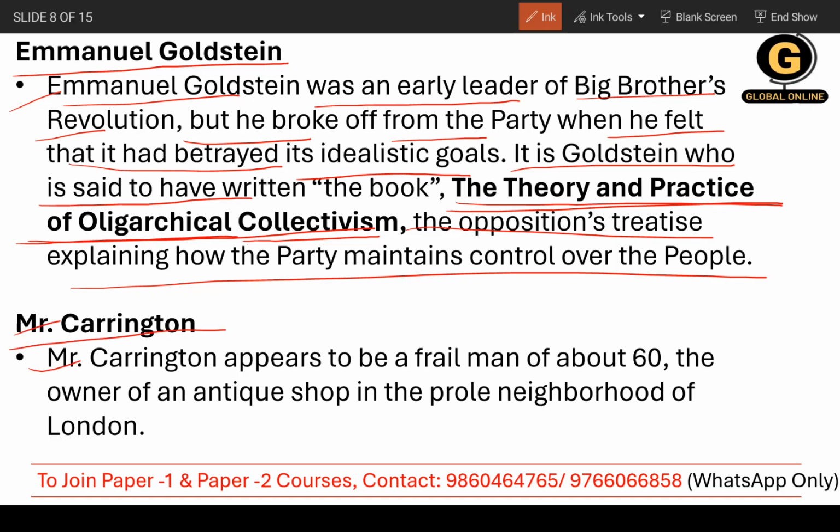Next is Mr. Carrington. Mr. Carrington appears to be a frail man of about 60, the owner of an antique shop in the Prole neighborhood of London. When the story begins, you will be introduced to this character, Mr. Carrington. Winston used to go there.